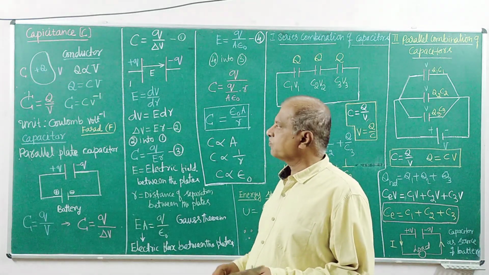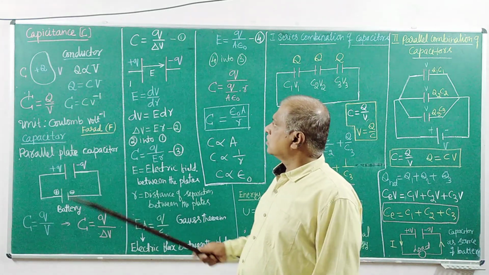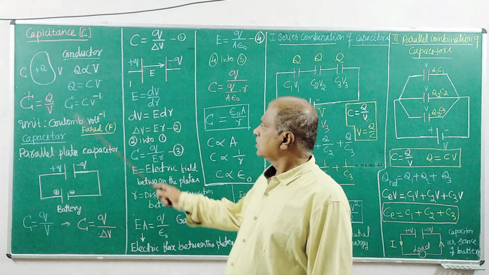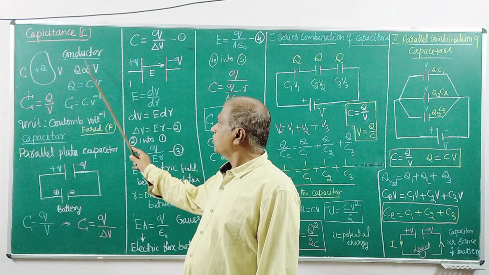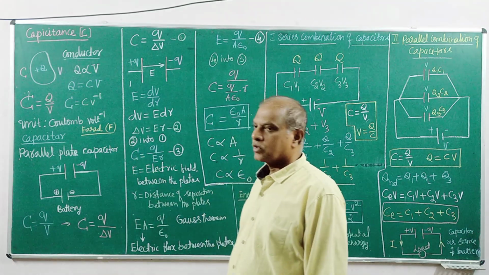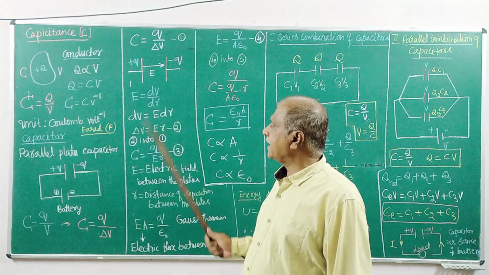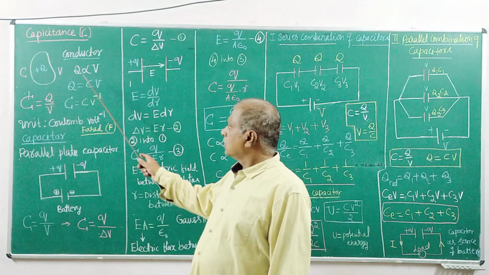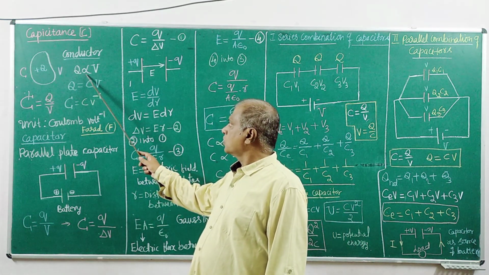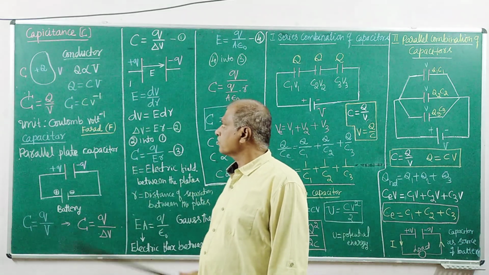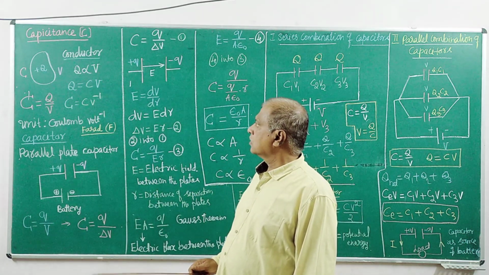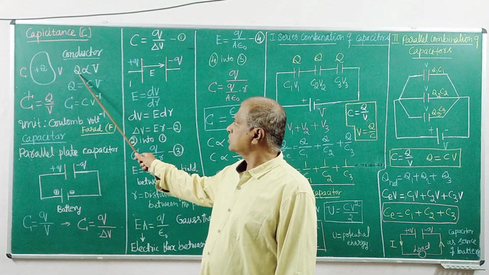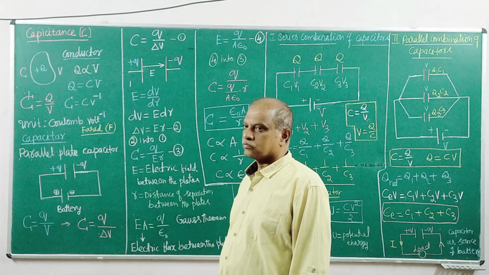In that state, the charge of the conductor and the potential of the conductor are directly related, in direct proportion. Charge is directly proportional to the potential of that conductor. More potential, more charge. More charge, more potential.